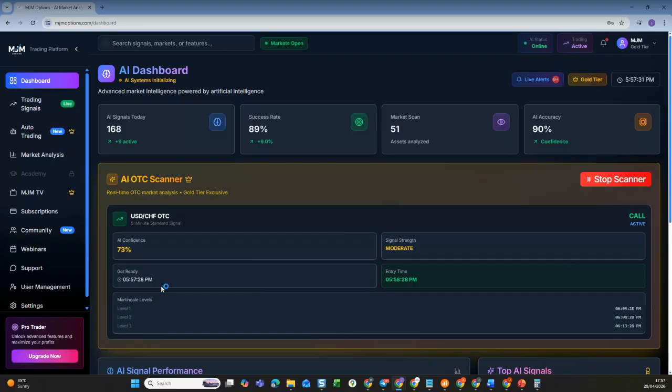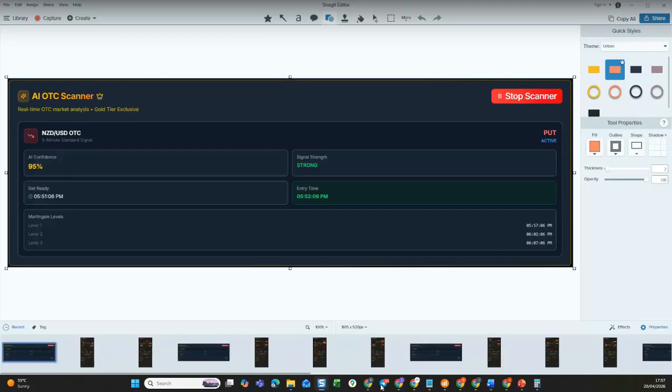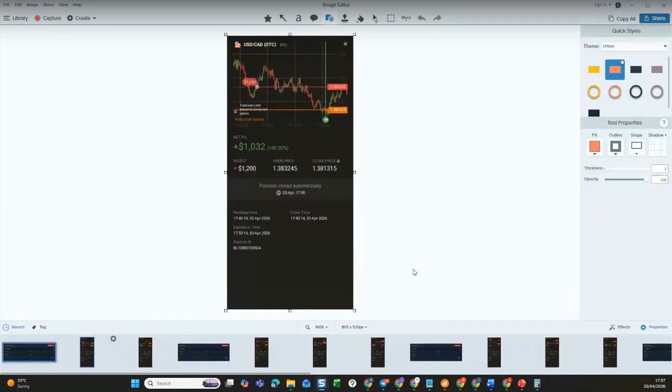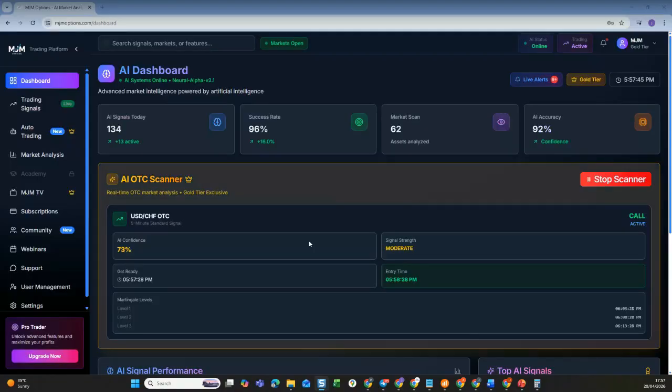Did I do a screenshot of this signal? Okay, I did. Oh no. What did we just finish trading? This is the fourth signal. Okay, yeah, correct. So we're looking for the fourth signal right now.